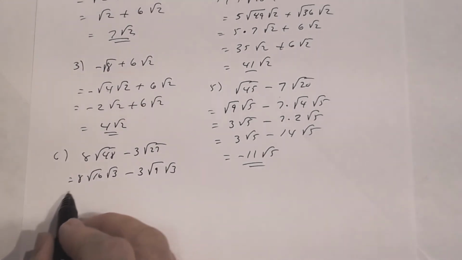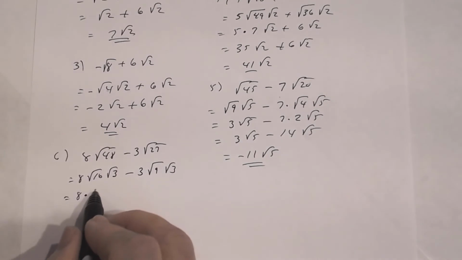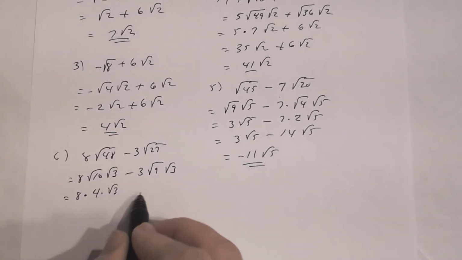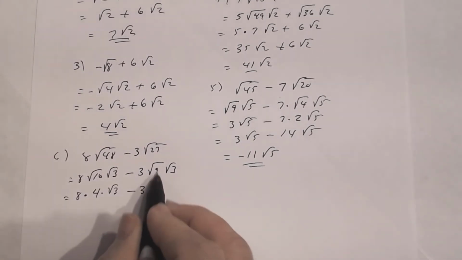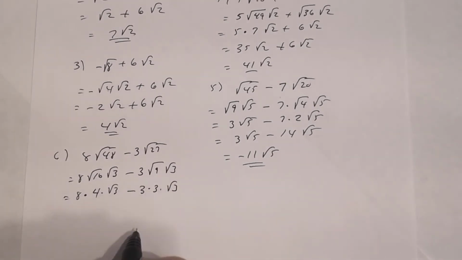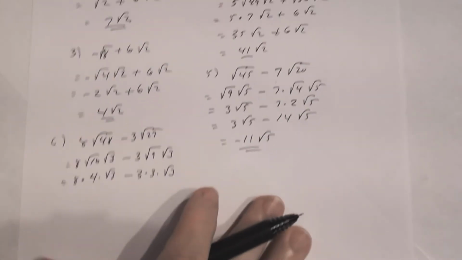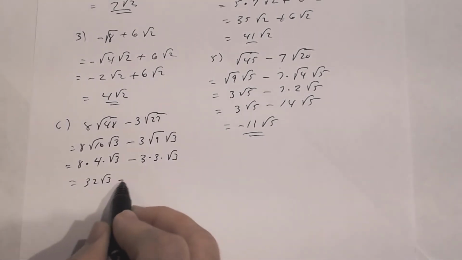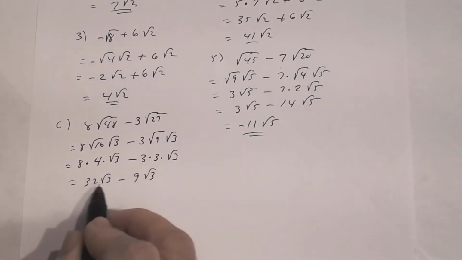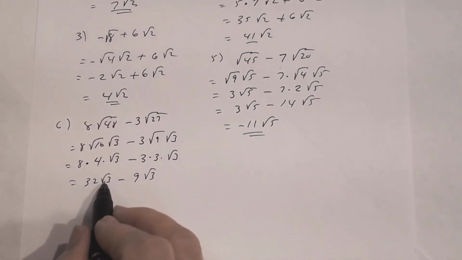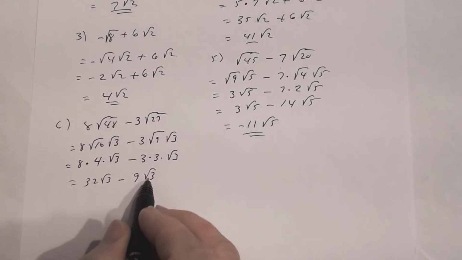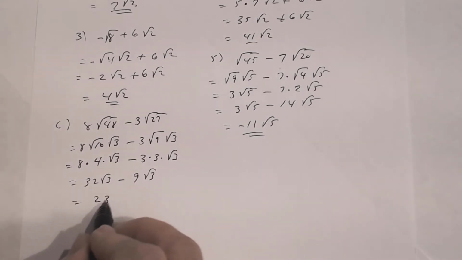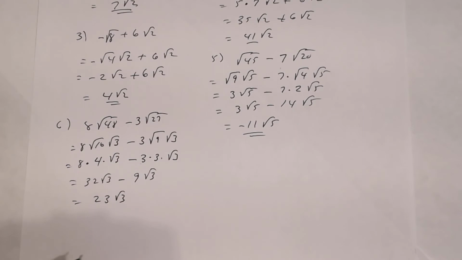And so I get 8 times the square root of 16, which is 4, times the square root of 3, minus 3 times the square root of 9, which is 3, times the square root of 3. So you have square root of 3's in both of those now, so those are going to be like terms. 8 times 4 is 32, so you got to rewrite that first. 3 times 3 is 9. And so therefore, 32 square root of 3 minus 9 square root of 3 will give me 23 square root of 3. Okay? All right, so that is the answer to number 6.